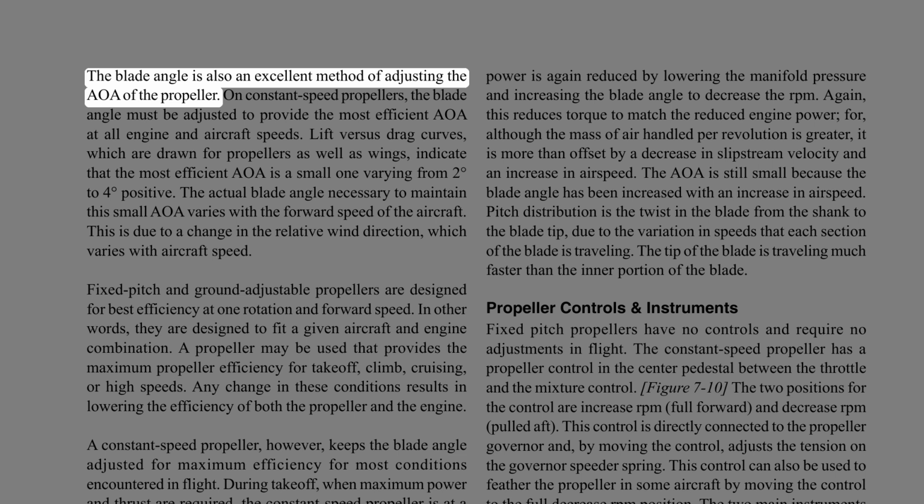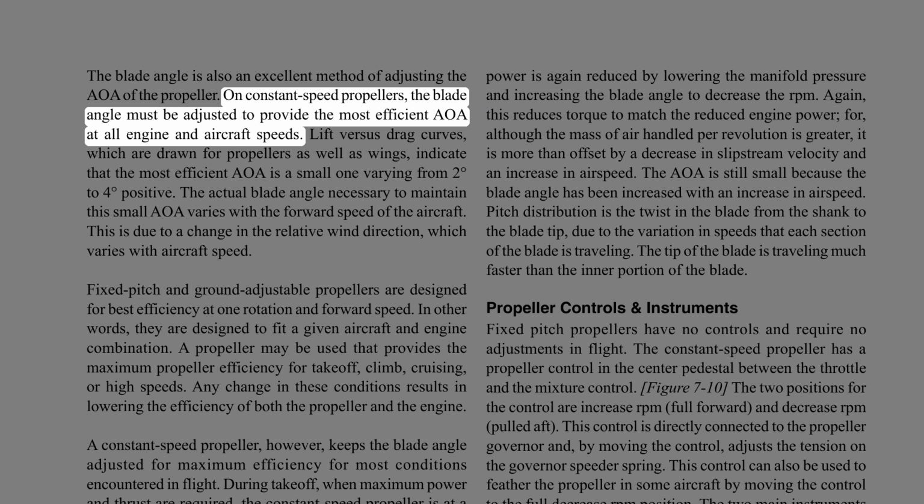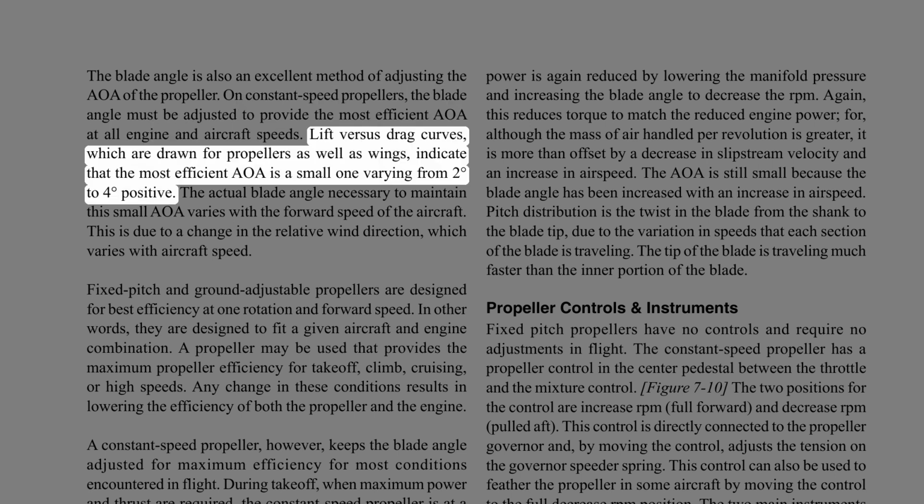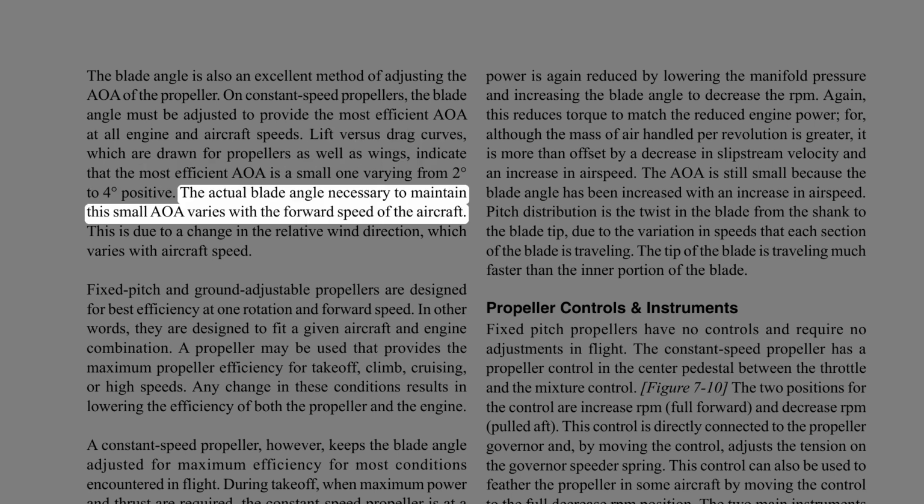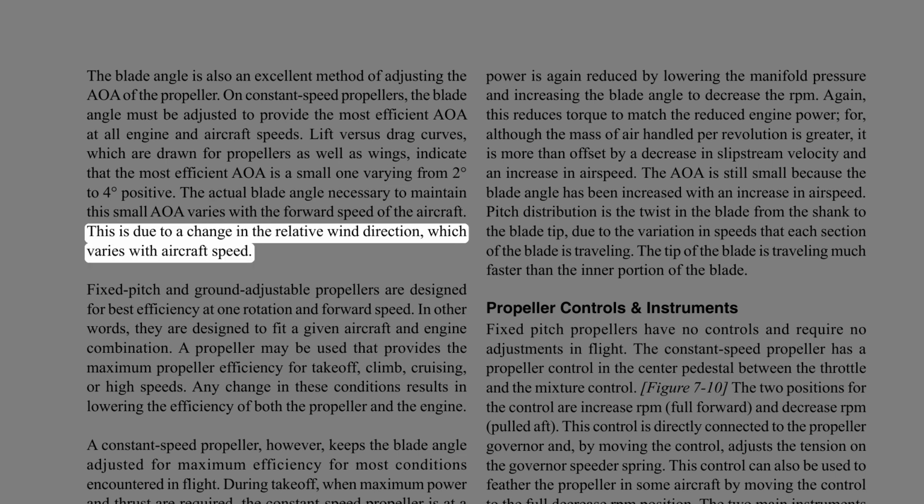The blade angle is also an excellent method of adjusting the AOA of the propeller. On constant speed propellers, the blade angle must be adjusted to provide the most efficient AOA at all engine and aircraft speeds. Lift versus drag curves, which are drawn for propellers as well as wings, indicate that the most efficient AOA is a small one varying from 2 degrees to 4 degrees positive. The actual blade angle necessary to maintain this small AOA varies with the forward speed of the aircraft. This is due to a change in the relative wind direction, which varies with aircraft speed.